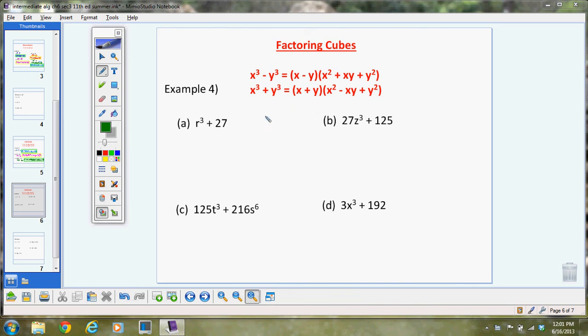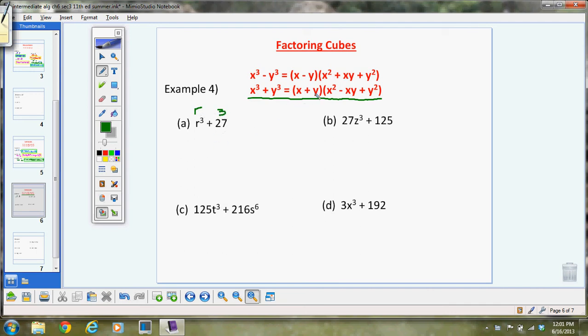All right, let's look at example 4. We're using cubes again. This time you'll notice they are all plus, so we're using that bottom formula. We start by saying, what can we take out? They have nothing in common. We only have two things, and we notice that that's a cube. So I'm going to see what they cubed. They cubed an R, and here they cubed a 3.